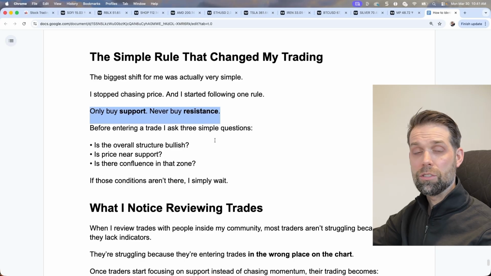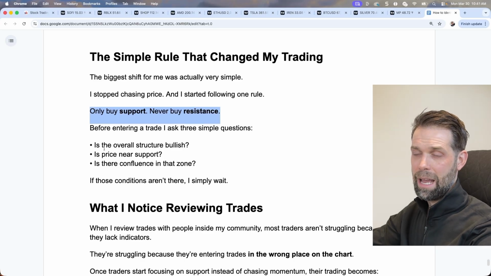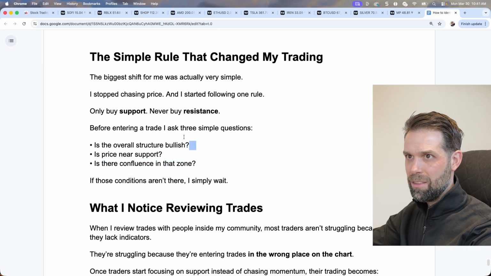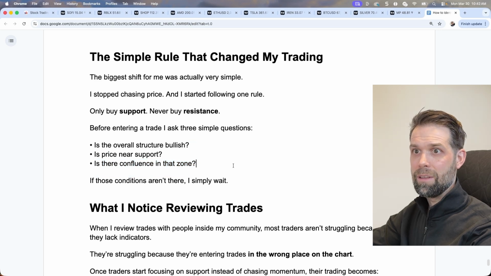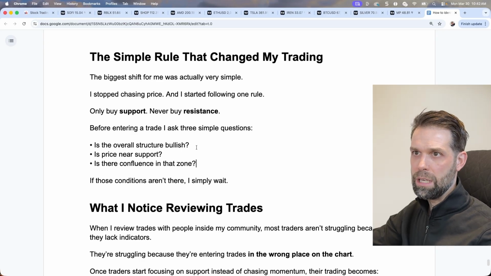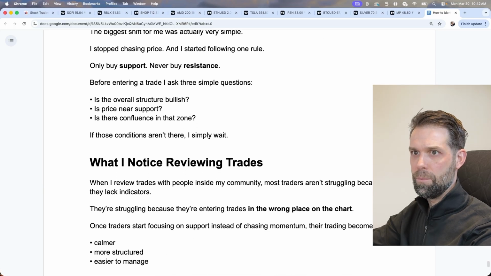So you can ask yourself some questions. I ask these when I consider trades. Is the overall structure bullish? Is price near support? And is there confluence in that zone? So we want those three answers to be yes before we even think of a trade. And if not, then we simply wait. We're patient and we look for other opportunities, or we wait for price to come and enter those zones.